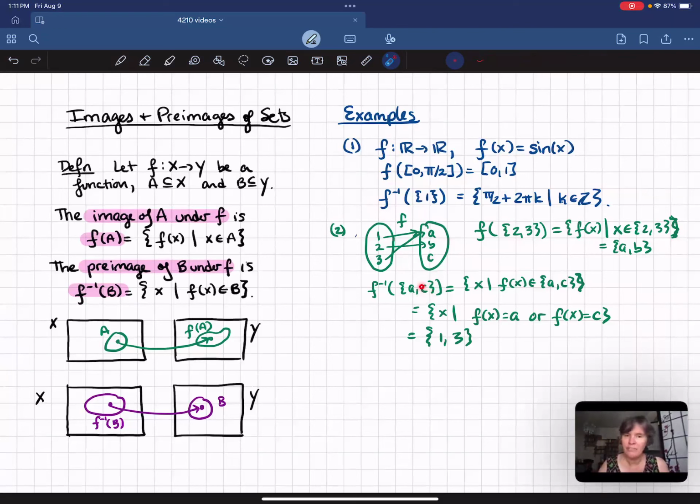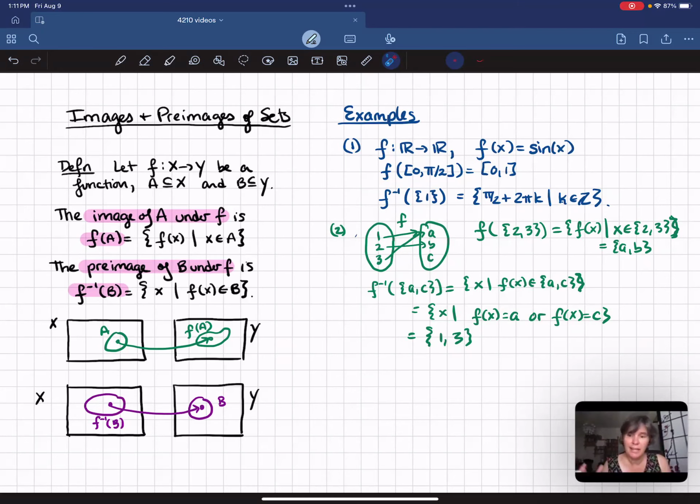So when I'm doing F inverse of A comma C, the C is almost irrelevant. It doesn't matter because nothing goes to it. So it doesn't make anything happen over here. If I had just looked for F inverse of singleton A, that would have been the same answer. And that can absolutely happen. It could be that some things in B over here just never get hit, but we still can compute the pre-image this way.